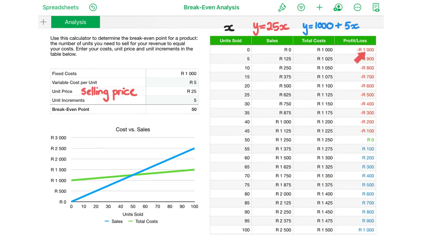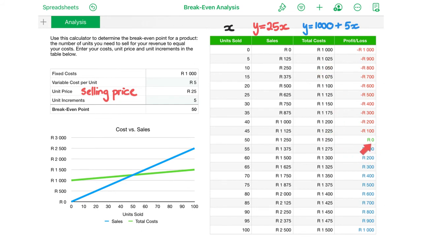At the end, the profit or loss is indicated, and that is every time taking my sale amount minus my total cost. So you will see for 0 cups of coffee, I have a 1,000 Rand loss because I don't have enough money to cover that 1,000 Rand fixed cost for my coffee cart. But when I sell 5 cups of coffee, I get an income of 125 Rand, meaning that I now only have a 900 Rand loss.